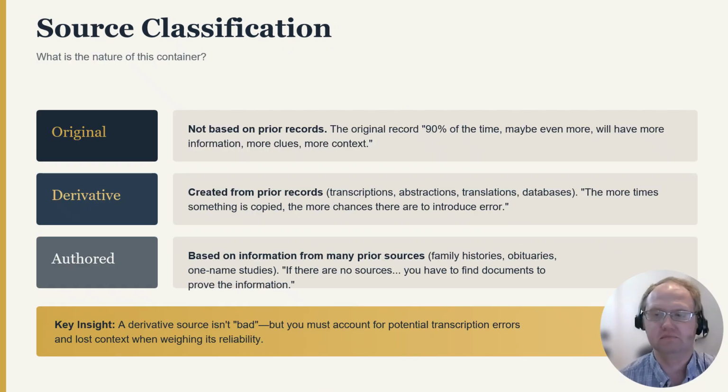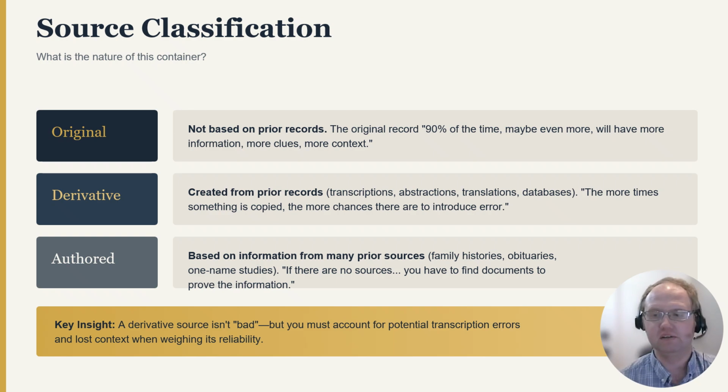Let's dig a little bit deeper into source classification. Original records are not based on prior records; they're not derivative, they're not dependent, they were not created based off information copied from a prior record. They are the gold standard because, as I have in my notes from a conference I took, 90% of the time, maybe even more, original records will have more information, more clues, more context for us to review than a derivative or an authored source.